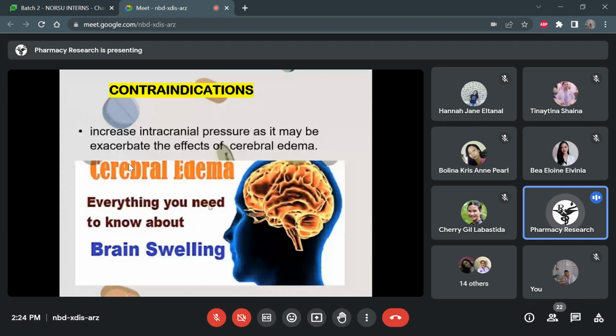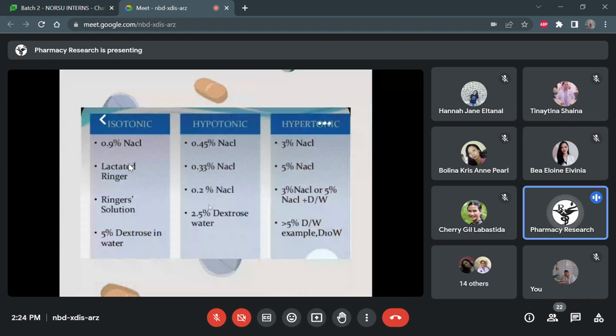So examples of hypotonic are the 0.45% solution, 0.33% sodium chloride, which we don't have here. 0.2% sodium chloride, we don't have. 2.5% dextrose in water, we don't have.